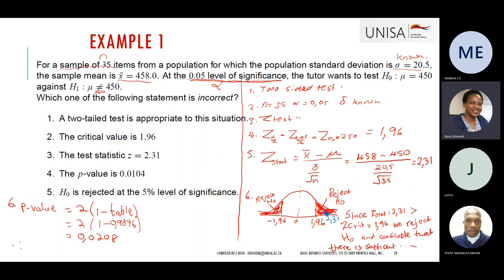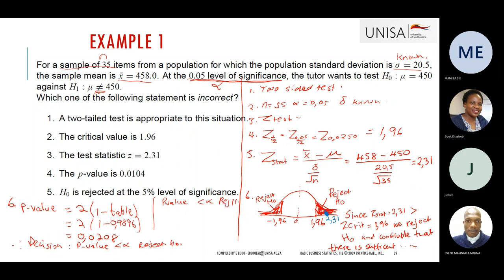Remember the rule? Let's start with the rule. The decision rule states that if the p-value is less than alpha, we reject the null hypothesis, right? So if our p-value is less than alpha, we reject the null hypothesis. That is the decision. That's what the decision rule states.